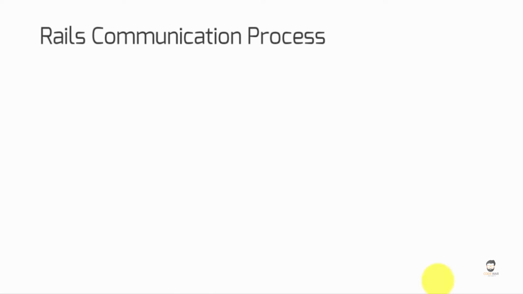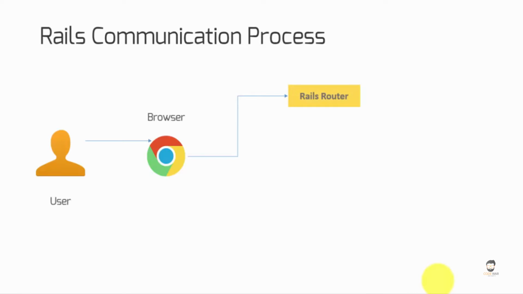What happens when you visit the URL or your localhost URL in the browser? What's happening inside of Rails? That is called the Rails communication process. When the user makes a request in the browser, the browser sends the request to the Rails router and checks there, and then it goes to the controller, and the controller goes to the views, and the views return the visual page to the controller, and the controller renders the view and sends it to the browser, and the user can use it however he wants.